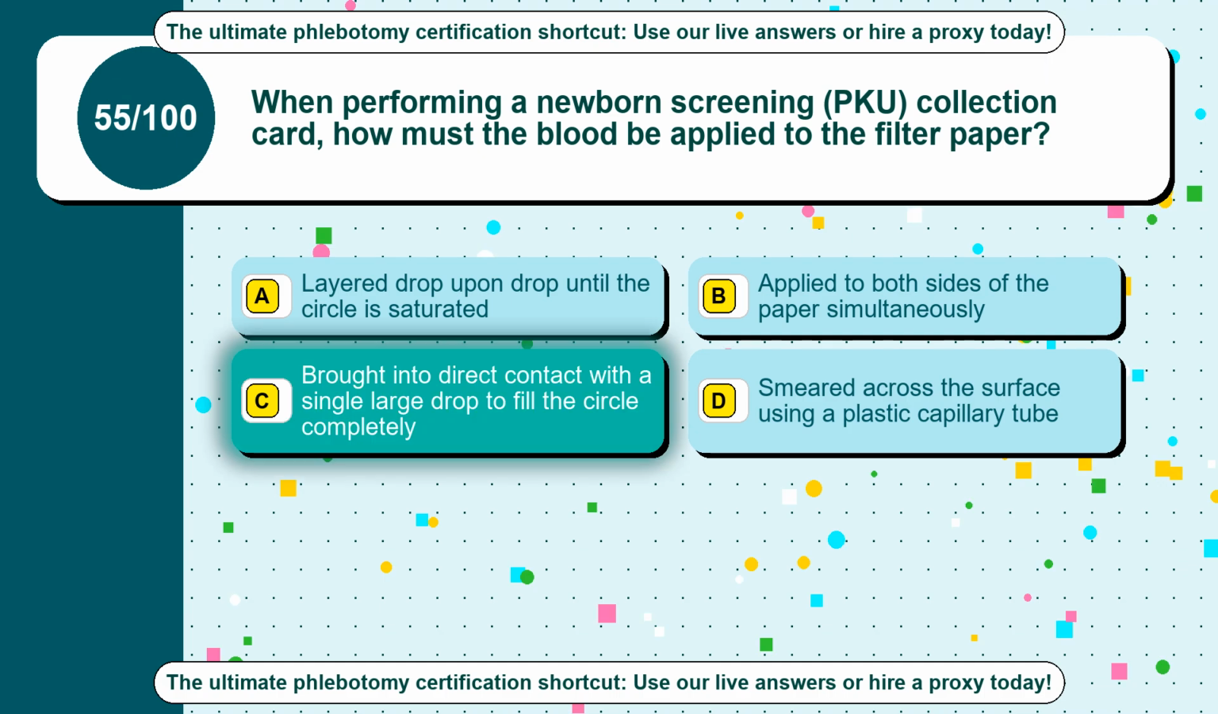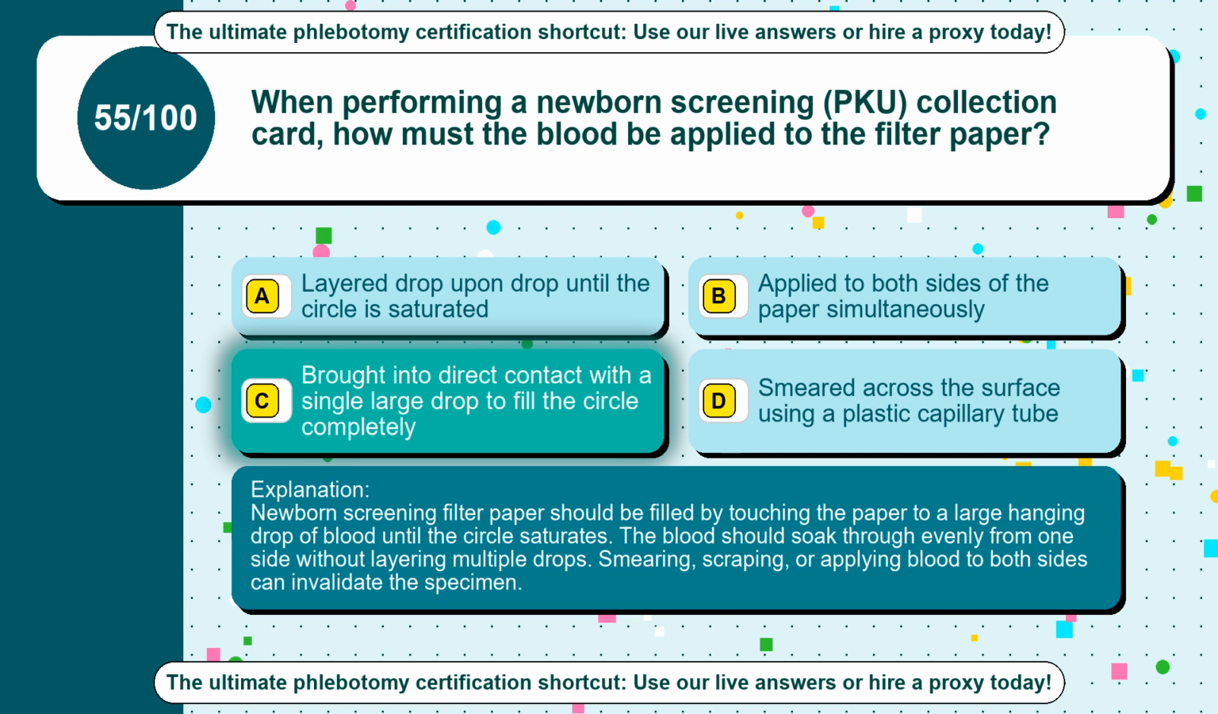The correct answer is option C, brought into direct contact with a single large drop to fill the circle completely. Newborn screening filter paper should be filled by touching the paper to a large hanging drop of blood until the circle saturates. The blood should soak through evenly from one side without layering multiple drops. Smearing, scraping, or applying blood to both sides can invalidate the specimen.